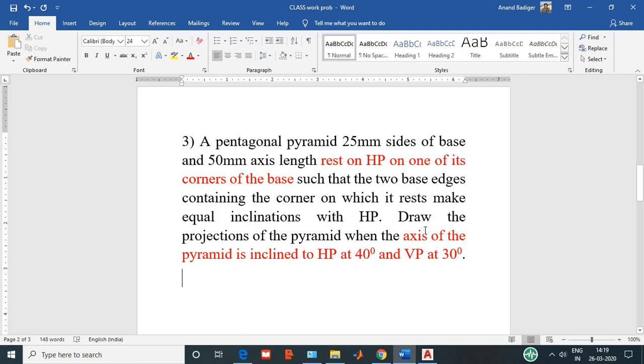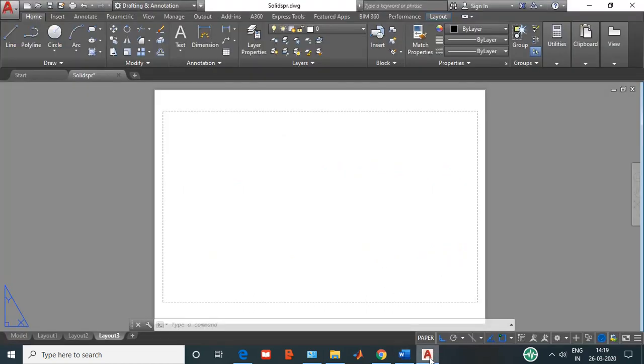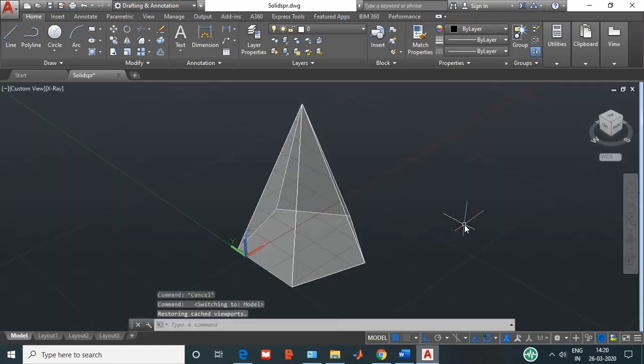Now before I start with the problem, first let me show you a pentagonal pyramid, how it looks. You can see here, this is the 3D model of a pentagonal pyramid, right? So he says that the base edge is 25, that is this length is 25, and the total height of the pyramid is 50 mm. So it is resting on the horizontal plane.